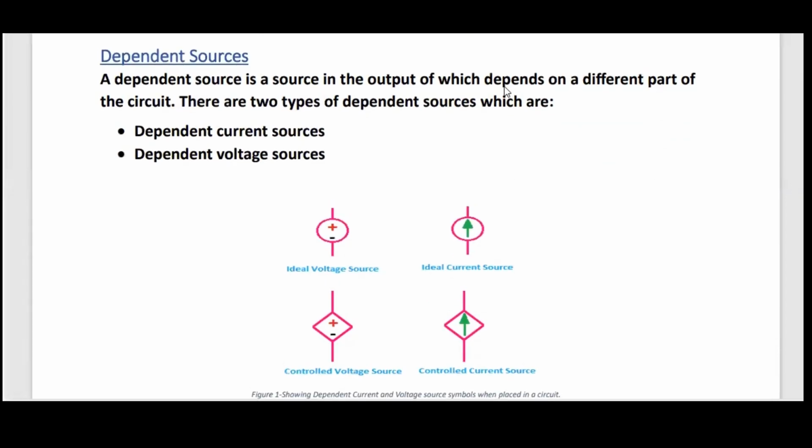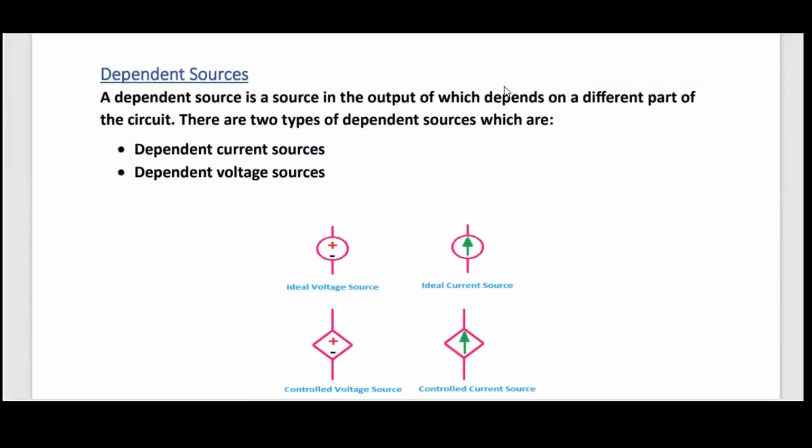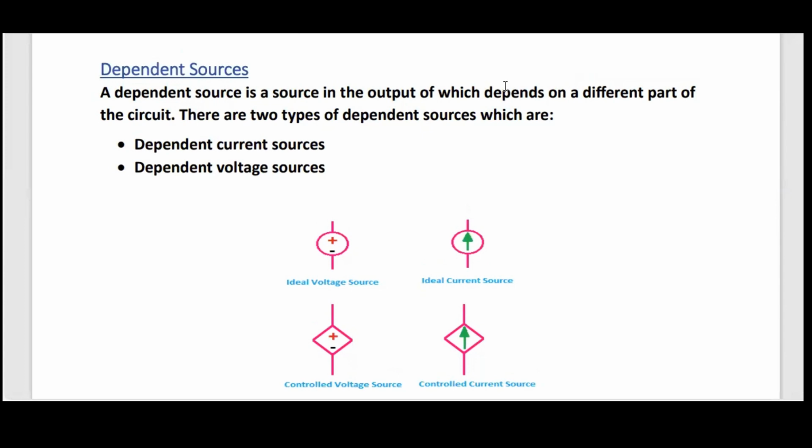So dependent sources, I went through this just now. A dependent source is a source in which the output depends on a different part of the circuit. There are two types: you have the dependent current source and the dependent voltage source.